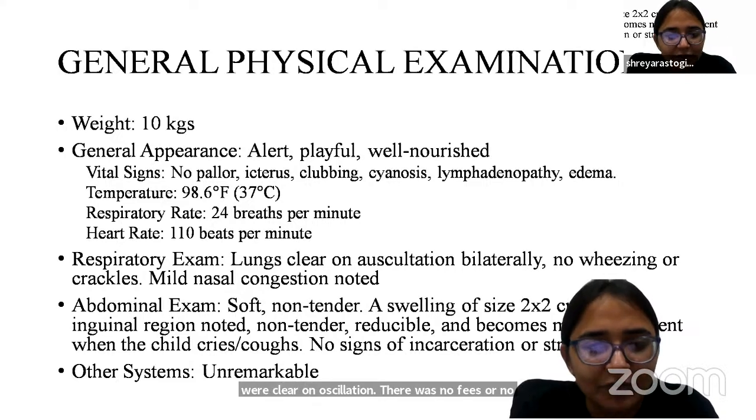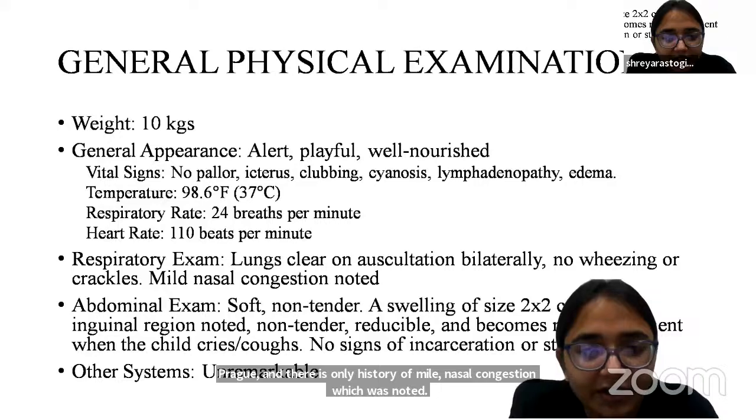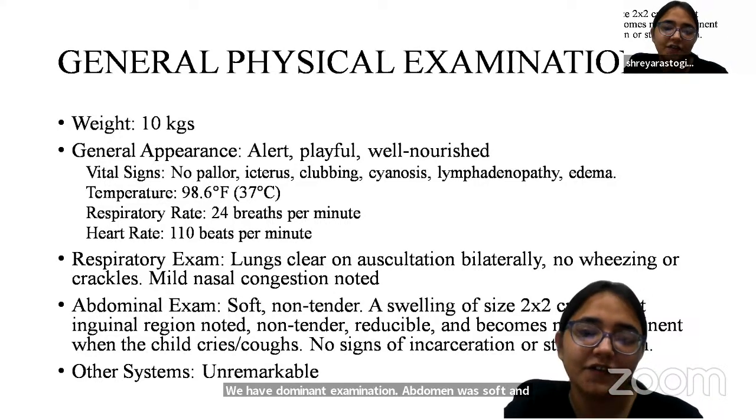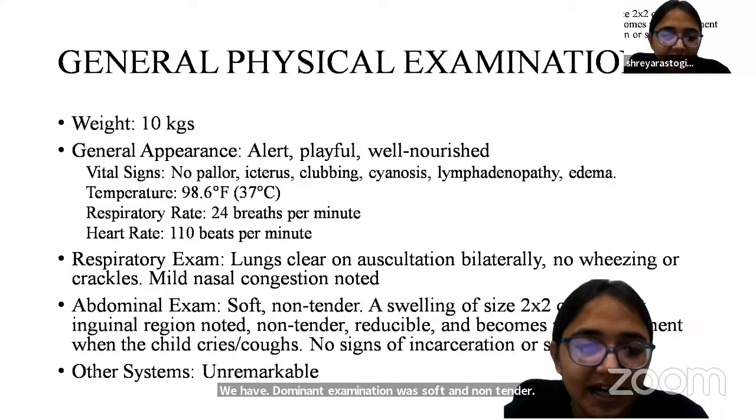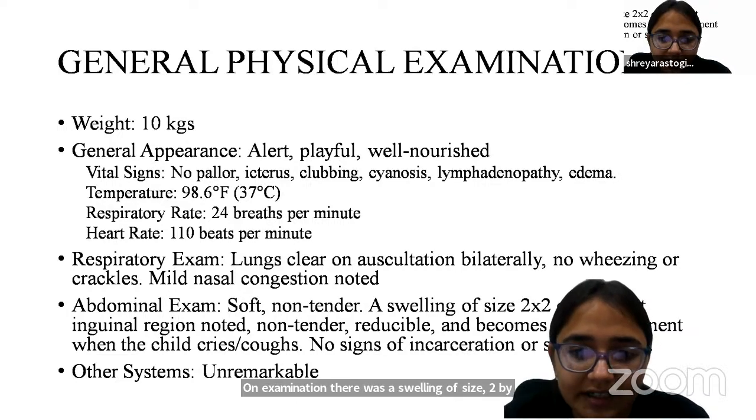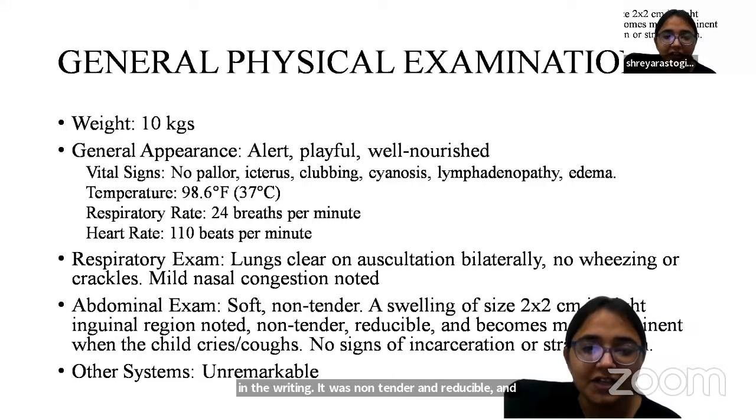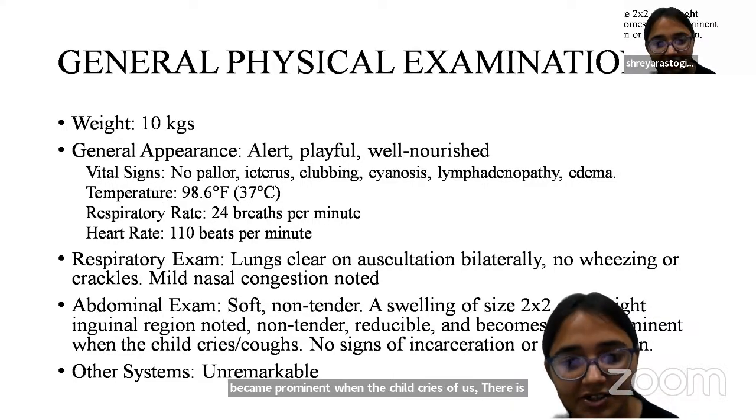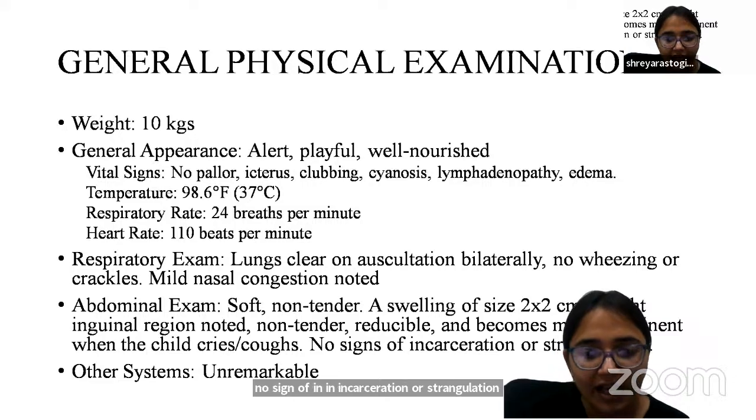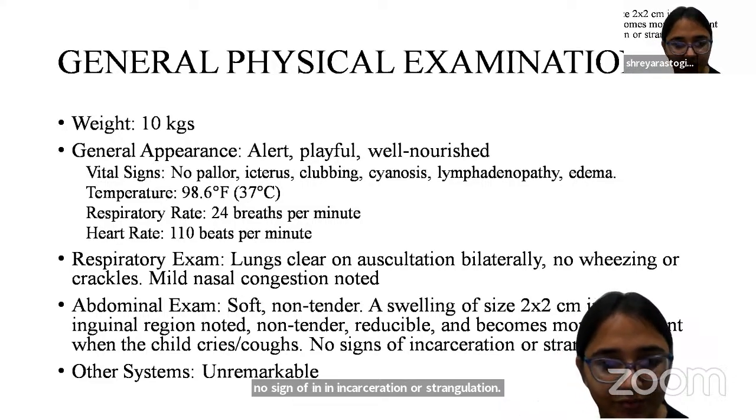On abdominal examination, the abdomen was soft and non-tender. There was a swelling of size 2 by 2 centimeters in the right inguinal region. It was non-tender and reducible and became prominent when the child cries or coughs. There is no sign of incarceration or strangulation. And other systems were unremarkable.